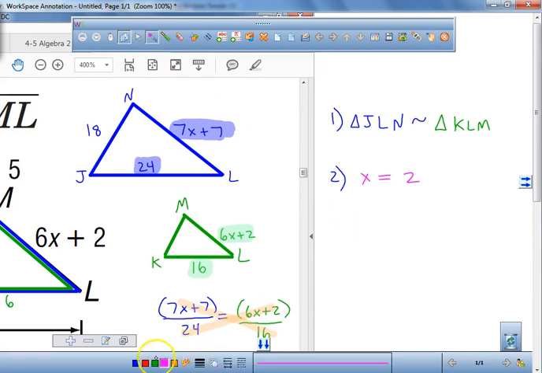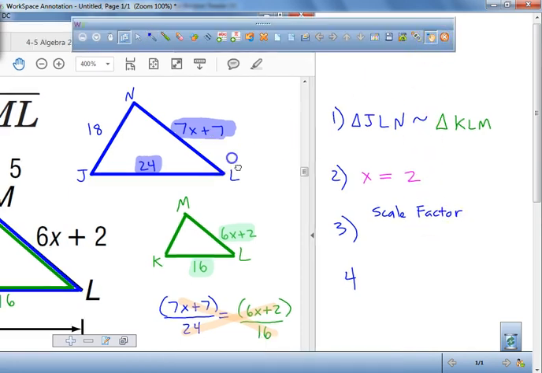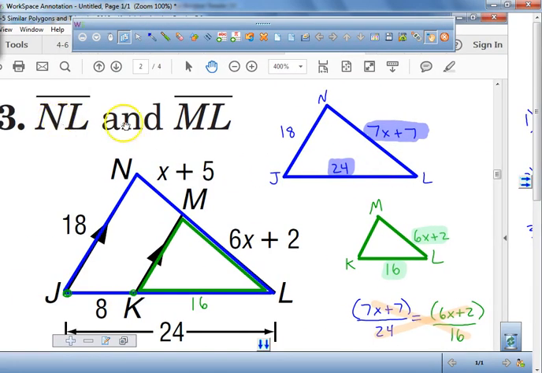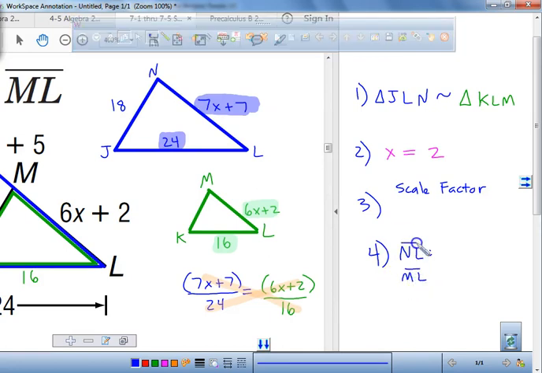Step number 3. We have two things we need to find. One thing we need to find is what's called the scale factor. Another thing that we need to find is the distance of two legs. Right here we have N to L and N to L. So right now I'm going to label those. So we need to find those two segments.